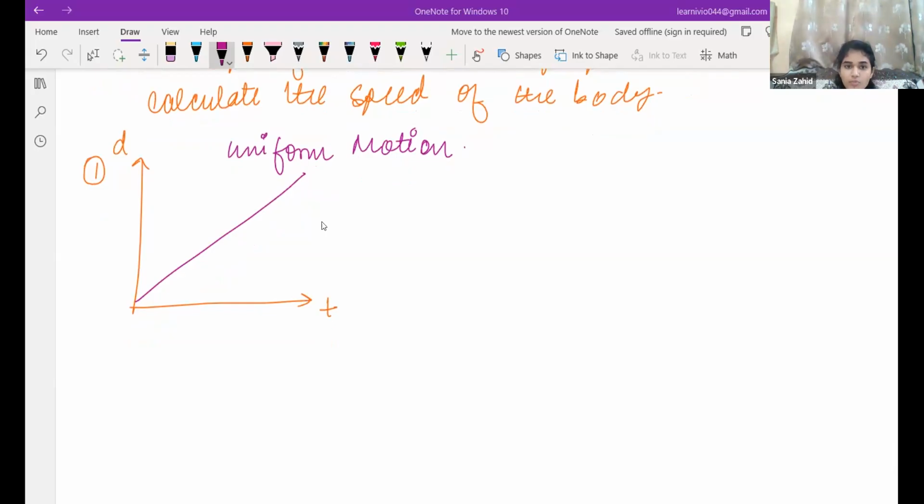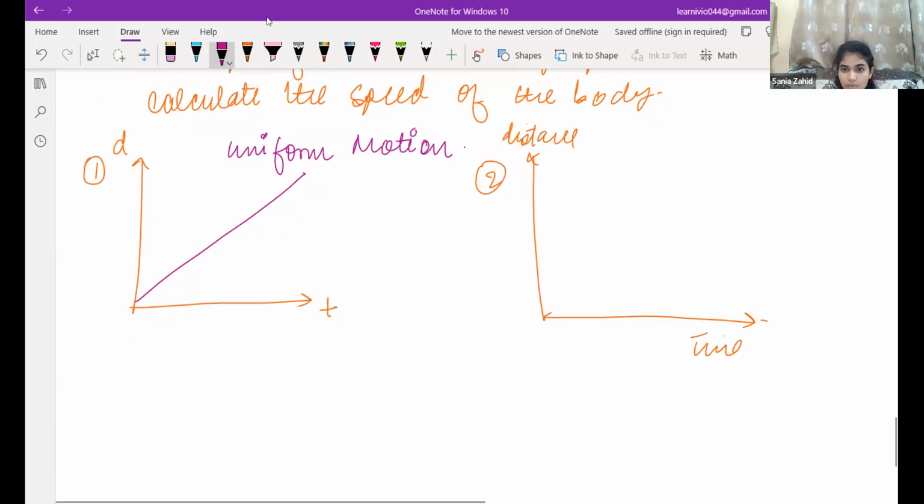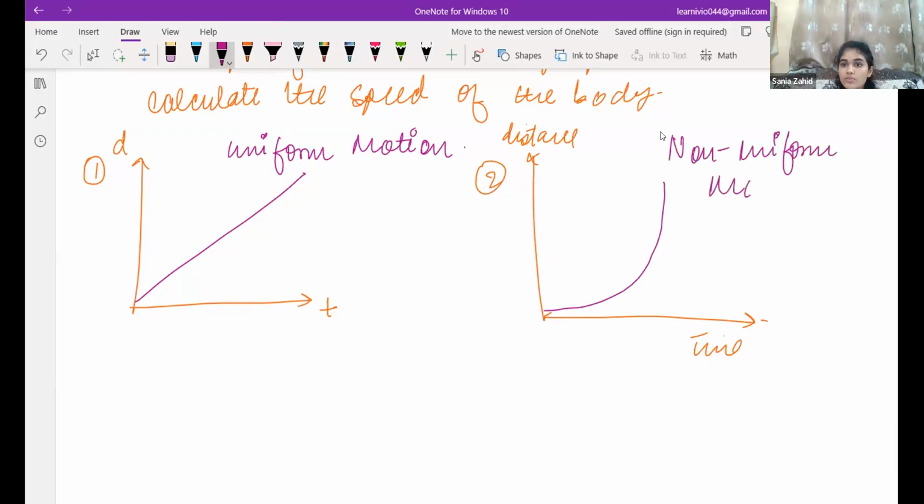Next is for a non-uniform motion. What kind of graph will you have? You draw the y-axis, x-axis, this is distance, time, and now let's suppose you have this kind of line, a hyperbola. So this is non-uniform motion. Okay, so these are the two graphs.